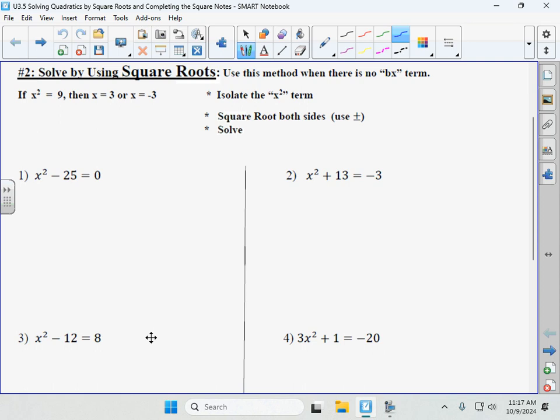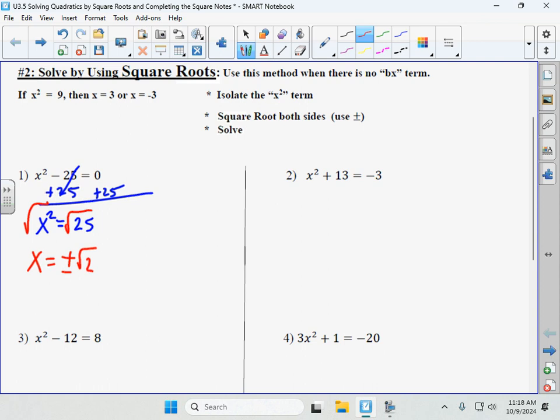On number 1, we're going to add 25 to both sides. So we get x squared equals 25. We've isolated the x squared term. Now we're going to square root both sides. Because we're square rooting both sides, we have to remember to put the plus or minus in front of the square root. The square root of x squared simplifies to x. So x equals plus or minus the square root of 25.